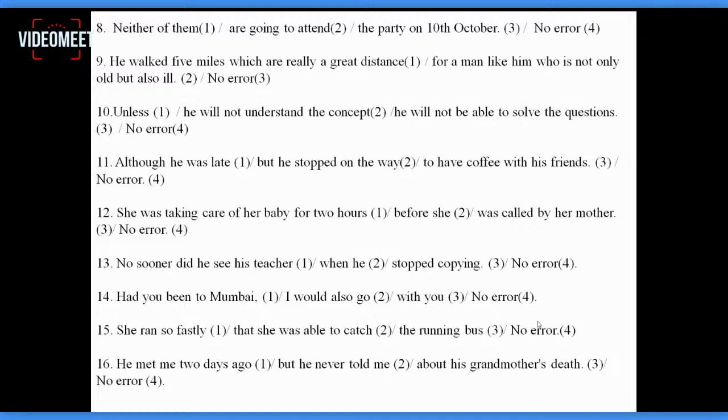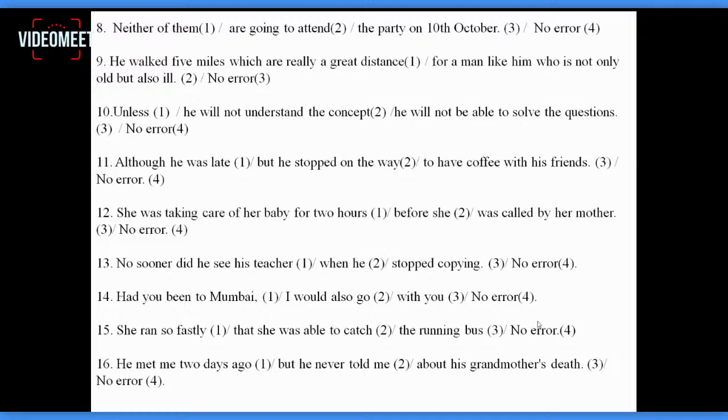Although he was late, but जबकि वो late था, फिर भी he stopped on the way to have coffee with his friends. But is not फिर भी. Yet is फिर भी. When we are talking about conjunctions, although and yet are the two common terms that are paired together when we are expressing contrasting qualities or actions of a person. वो लेट था, फिर भी वो रुका अपने रास्ते में to have coffee with his friends. So although के साथ हम यहाँ पे but की जगह पे yet use करेंगे, right? So the error is in the second part of the sentence.